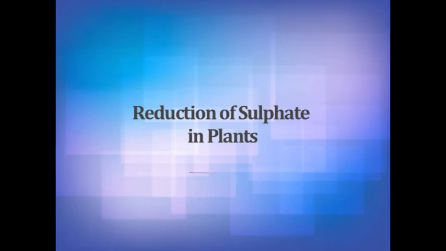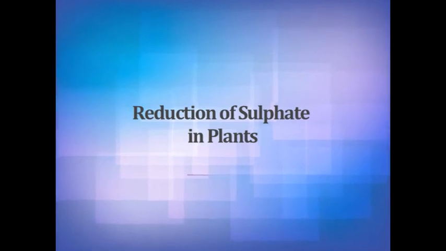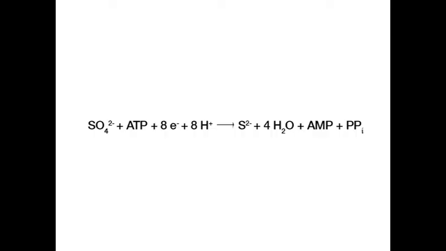Sulphate assimilation commonly involves reduction of sulphate to sulphide, which can be assimilated by plants. Now let us see reduction of sulphate in plants. Sulphate reduction mostly takes place in the chloroplast of leaf cells. Sulphate is reduced to sulphide using 8 electrons as shown in the reaction. The reduction of sulphate to sulphide occurs in 3 steps.